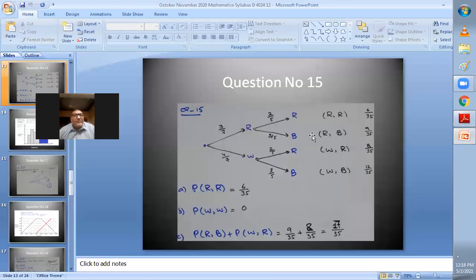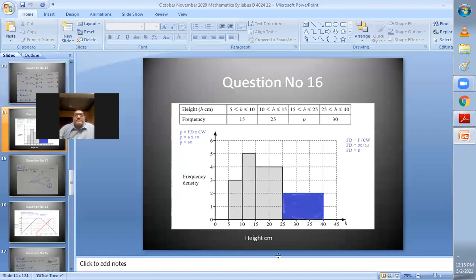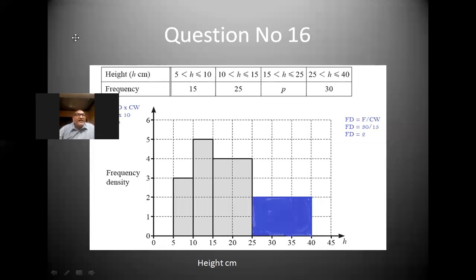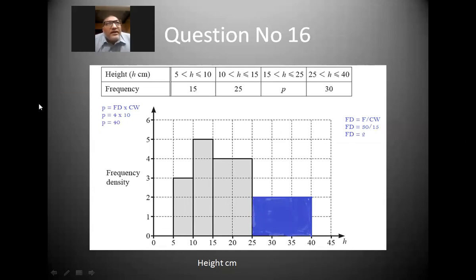Let me show you, I've done this on paper. So here we go. Here you can see what I have done. The first part was the value of P. The value of P will be the length times the width of this class in the histogram, that is 4 multiplied by 10, which is 40. In the next question, I have to find the frequency density. The frequency density is the frequency divided by the class width. The frequency is 30, the class width is 40 minus 25, which gives 15. So 30 divided by 15 is 2.